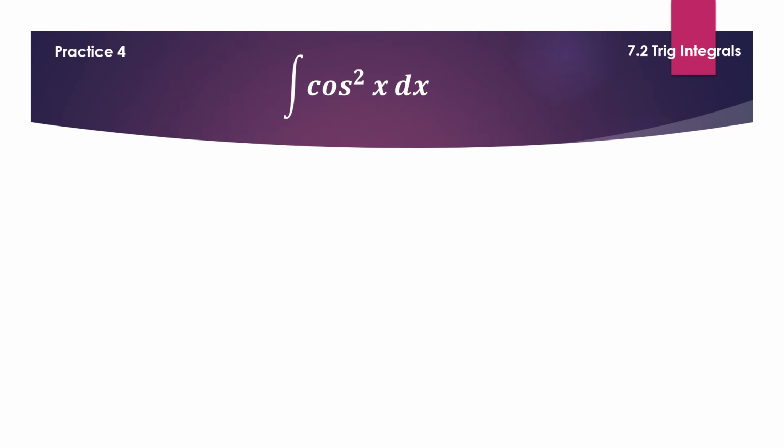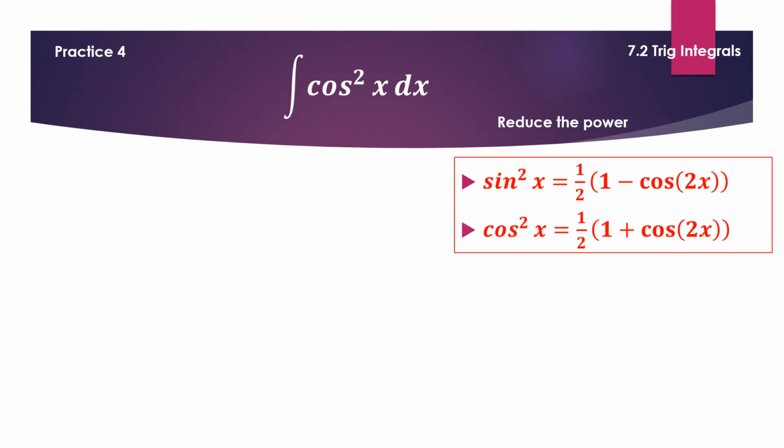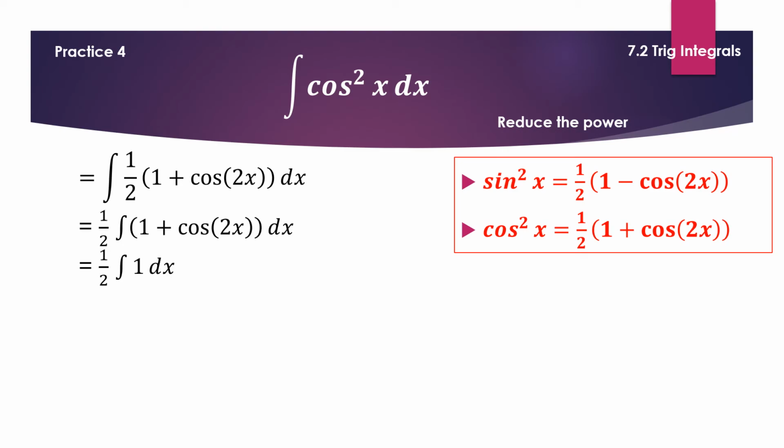Integral cosine squared x dx. Here cosine x has the power of 2. It's an even number. So recall our tips. We'll need to reduce the power of the cosine x and use our trig identity: cosine squared x equals 1 over 2 times 1 plus cosine 2x. So here, we just replace cosine squared x with 1 over 2 times 1 plus cosine 2x.